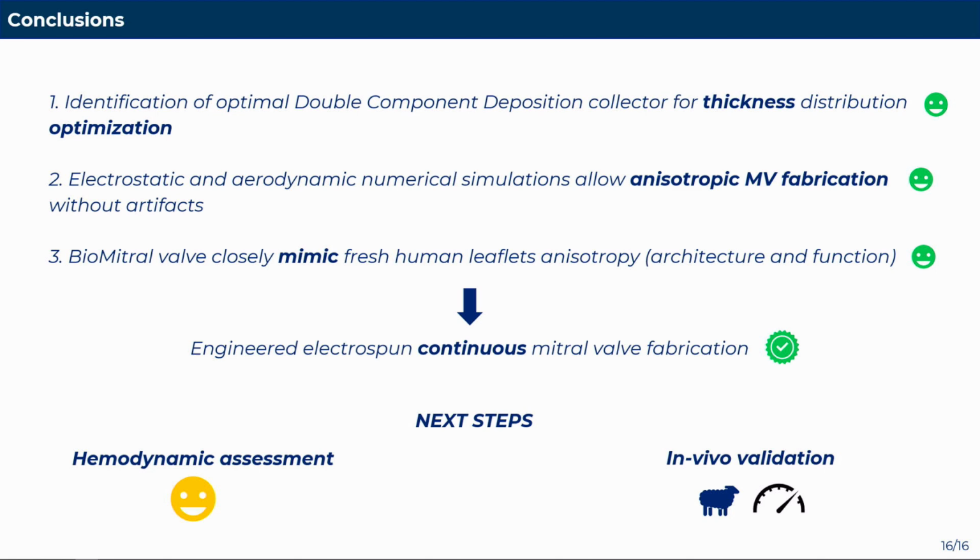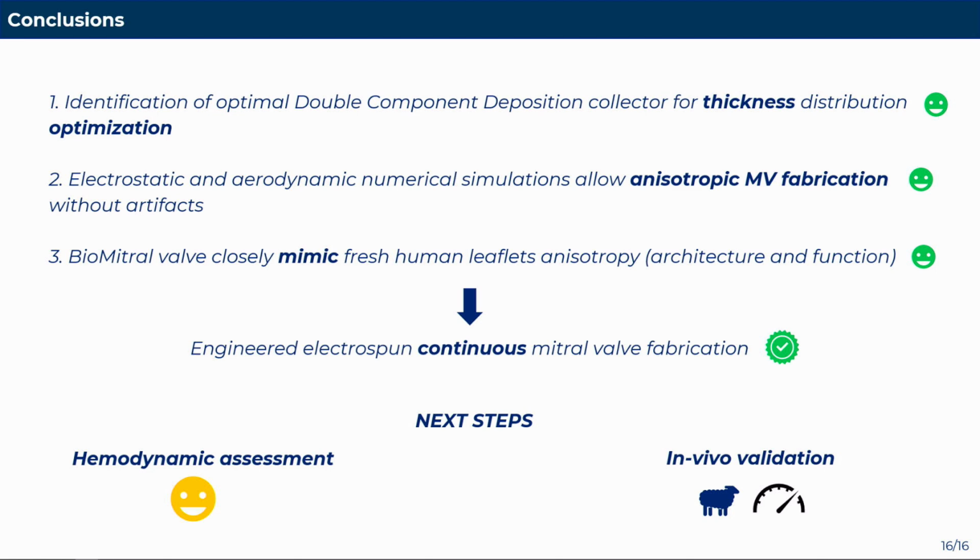In conclusion, we can say that we were able to obtain a homogeneous thickness distribution along the anterior leaflet, which is the most critical leaflet in the mitral valve, thanks to the use of a double component deposition technology. We identified the best setup for mitral valve anisotropic fabrication through electrostatic and aerodynamic simulation, FEM numerical simulation. And we can say that our valve closely mimics fresh human leaflets' anisotropy from an architectural and functional point of view.